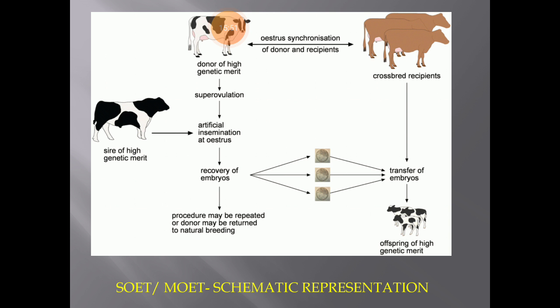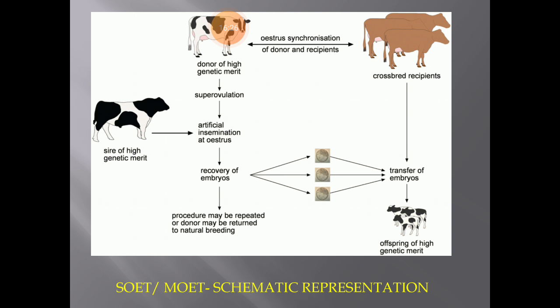And you should have crossbreeds or recipients. These foster mothers serve as just incubators and do not make any genetic contribution towards the qualities of offsprings. So you should see to it that all these foster mothers and also the donor mother are brought to the estrus simultaneously. That is synchronization, estrus synchronization of donor and the recipients.